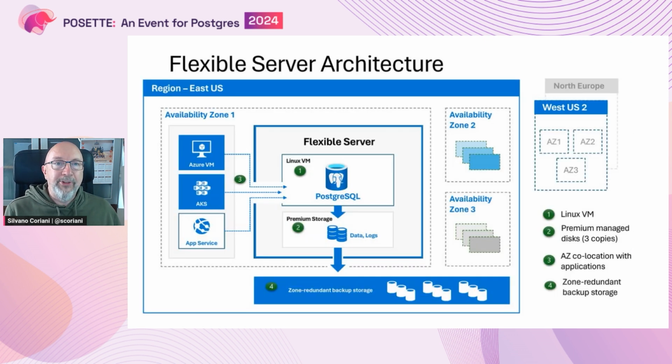So if we start from a flexible server architecture here, this is a deployment without any HA. We are basically deploying our Postgres instance in a Linux VM using managed disks to store data and logs. This system gets backed up in Azure redundant storage where data will be available on different availability zones within the same region, right? We want to make this locally highly available.